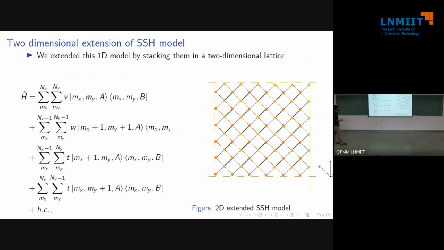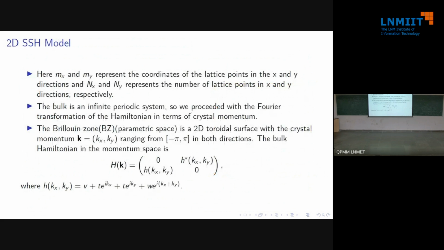And the Hamiltonian in real space can be given like this, where mx, my are the x and y coordinates of the lattice points, and nx and ny are the number of lattice points in the x and y directions, and V, W are the regular hopping parameters, and T is the interchain hopping. In between the chains, what is the hopping? So now we'll follow this.